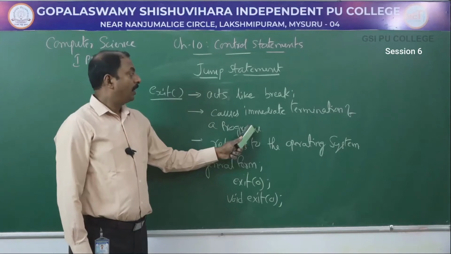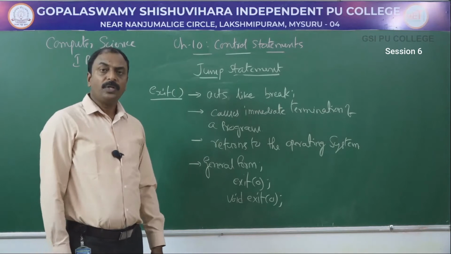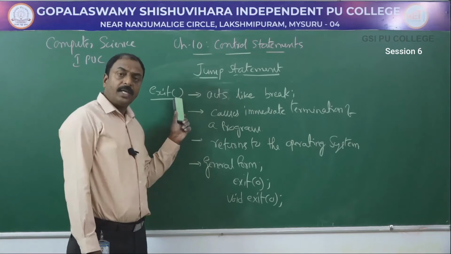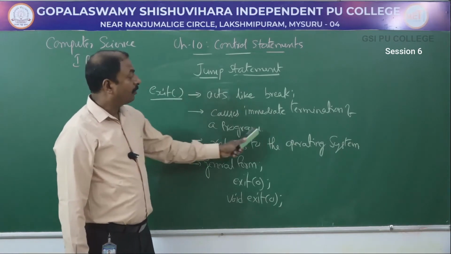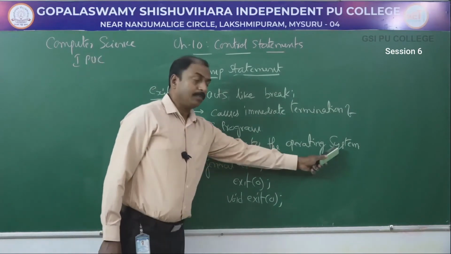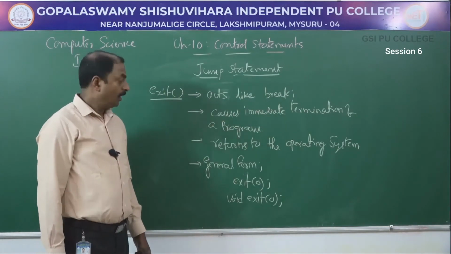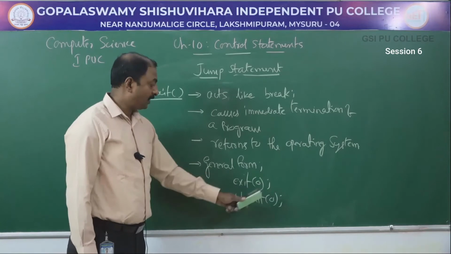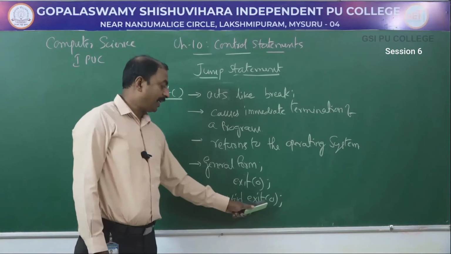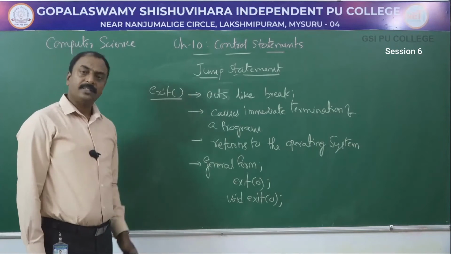So when you compare with the break statement, the break statement is used to come out of the loop itself. But when you use the exit function, it will come out of the entire program itself. So it returns to the operating system. That is the difference between break and exit function. And the general form is exit 0 or void exit. Because it's a function, we can make use of void exit 0. So here it is exit function, another jump statement.